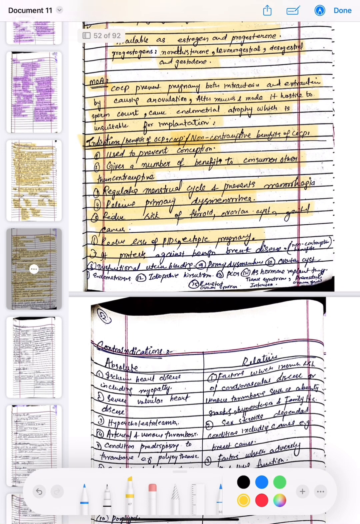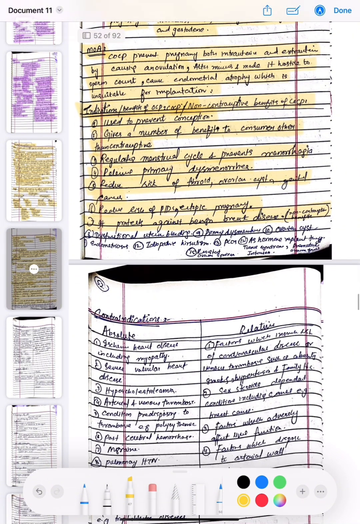It protects against benign breast diseases, that is a non-contraceptive benefit. It is used for dysfunctional uterine bleeding, primary dysmenorrhea, ovarian cyst, endometriosis, idiopathic hirsutism, PCOS, as hormone replacement therapy, Turner syndrome, premature ovarian failure, and resistant ovary syndrome.